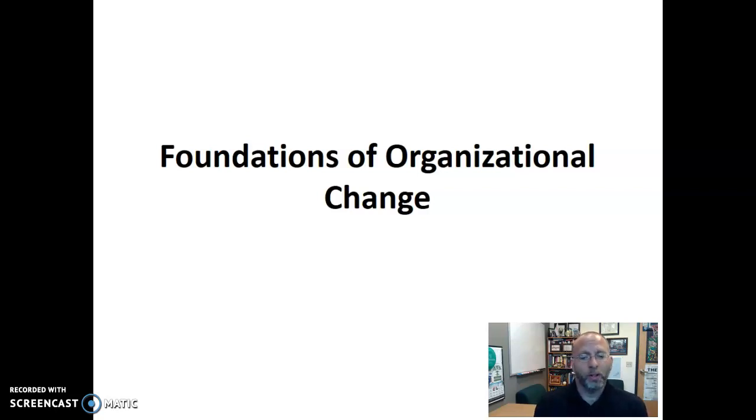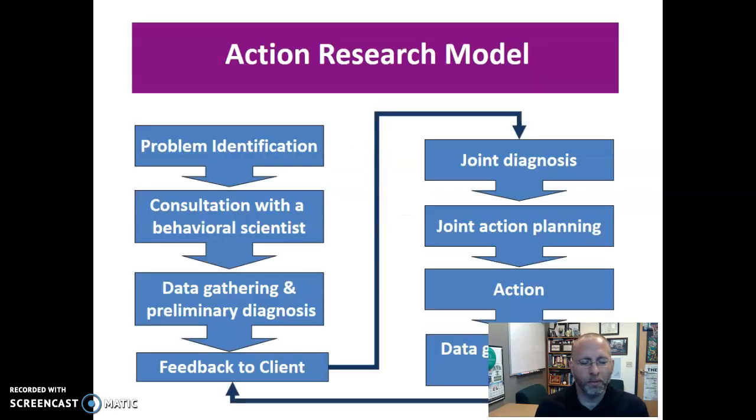So today I just wanted to provide a brief overview of the foundations of organizational change, specifically looking at several of the different types of change models that are common as we think about organizational development and change. So to start things off, I think it's important just to frame change generally.